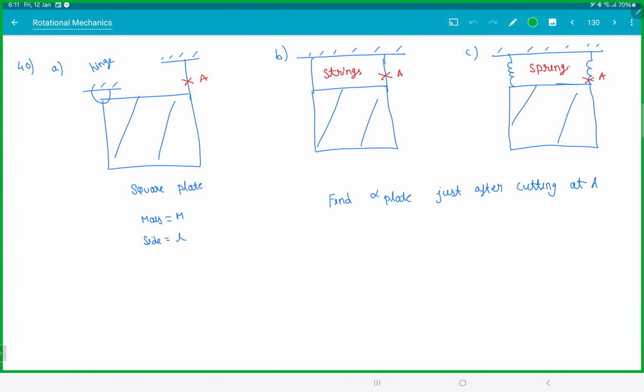Springs, anyone? What is the specialty of the springs? Can elongate it. Okay. Can you tell me something in terms of tension? What is the difference between a string and a spring regarding tension? So the tension in the spring won't change immediately, just after cutting. Spring's tension does not change suddenly. If you cut one spring, the other spring doesn't care.